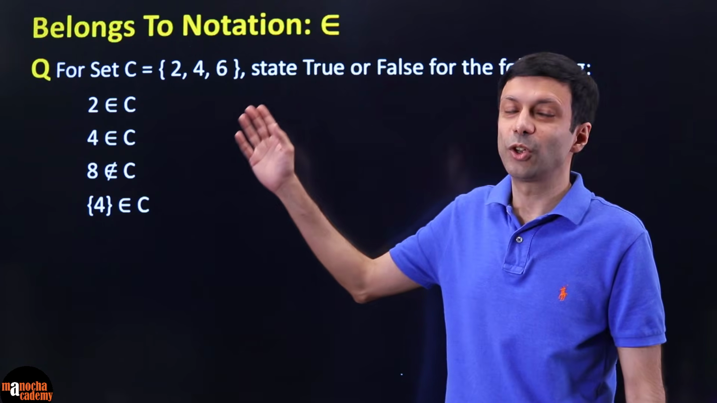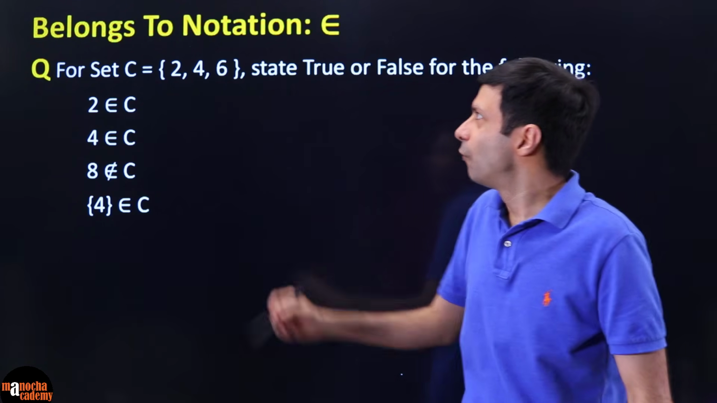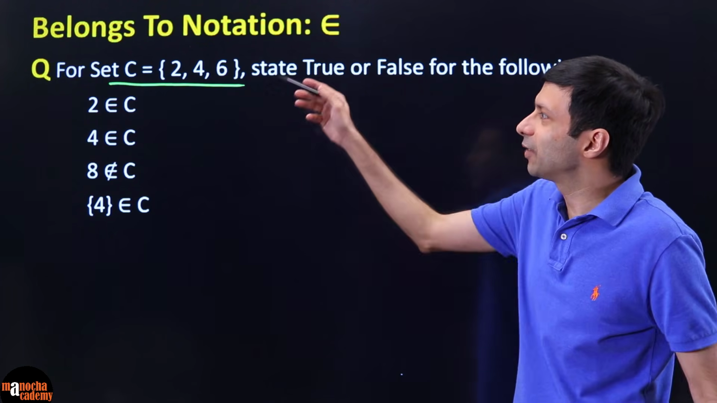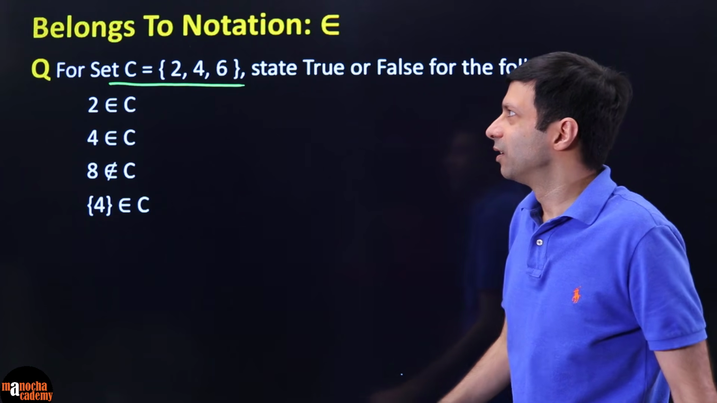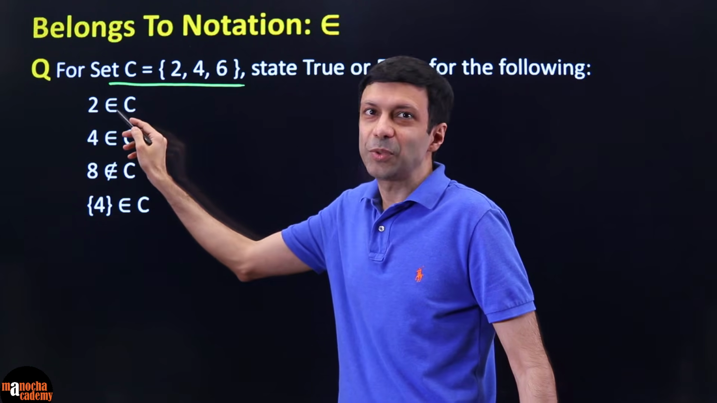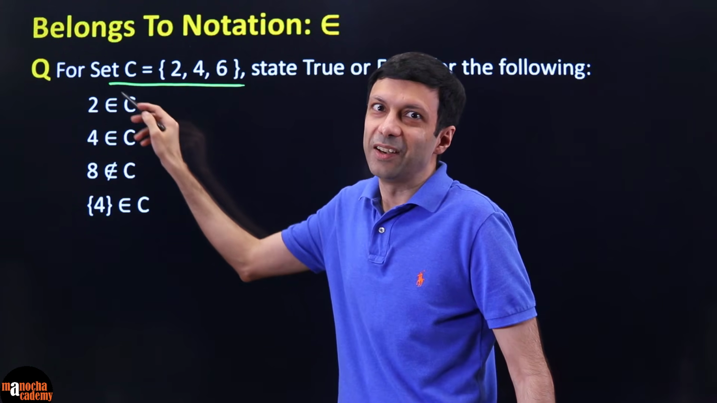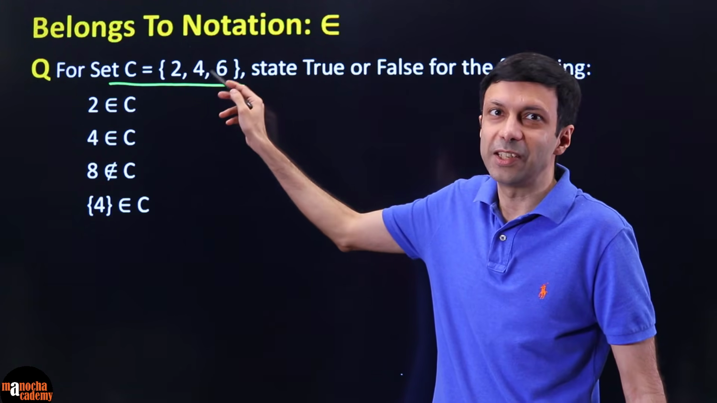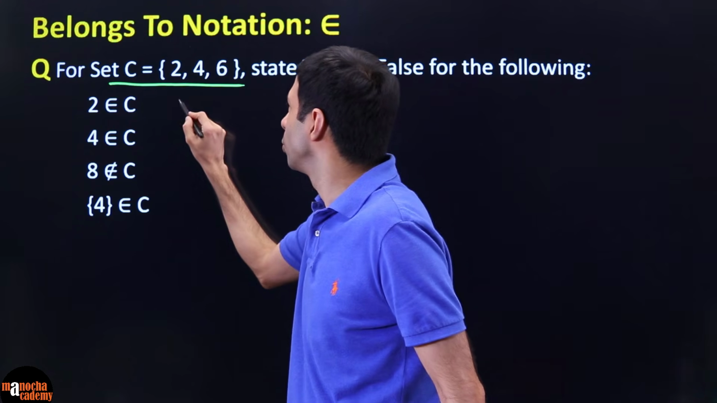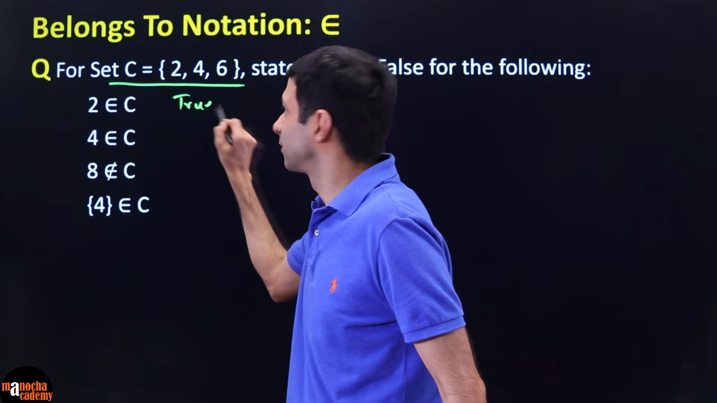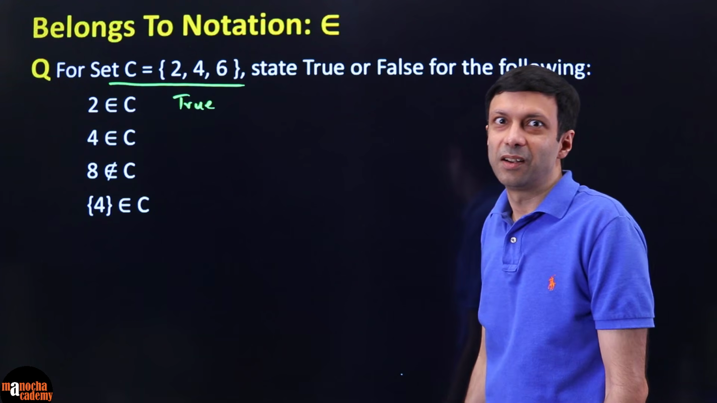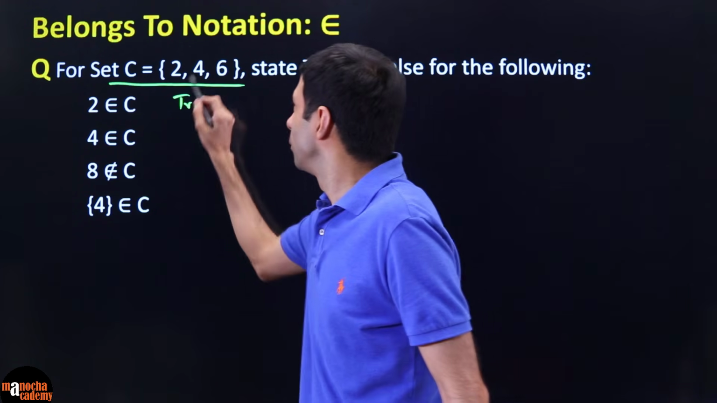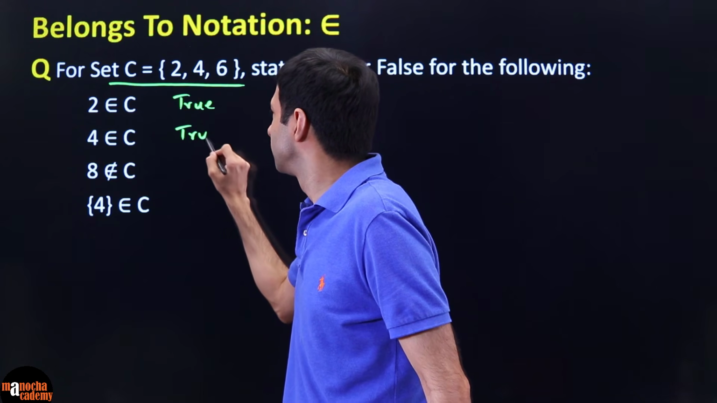Now let's try a question on this belongs to notation. For set C equal to {2, 4, 6}, you need to answer if the following are true or false. So 2 and this epsilon symbol C, what does this mean? Does 2 belong to C? Yes, because 2 is an element, it's a member of C, so I am going to write true. What about the next one? Does 4 belong to C? Again, the answer is true because 4 is a part of the set C.